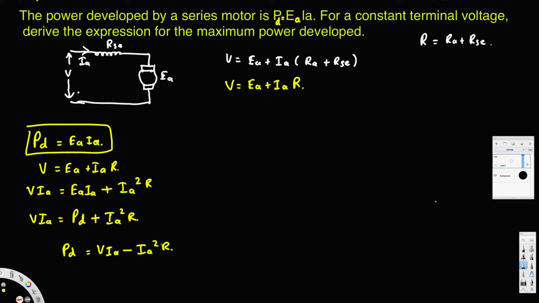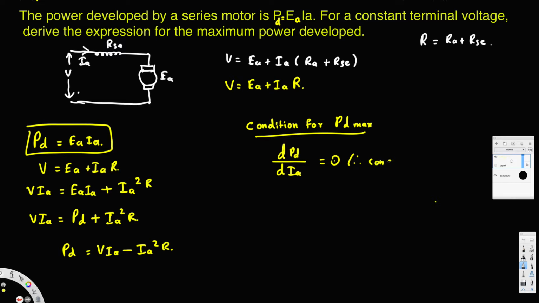Now, the condition for PD maximum. The condition for PD maximum is given by the derivative of PD with respect to IA. If you take the derivative of this one and it gives 0, it means V is constant, and this is the maximum power state. That is the condition for the maximum power.